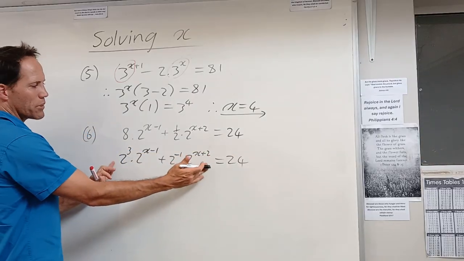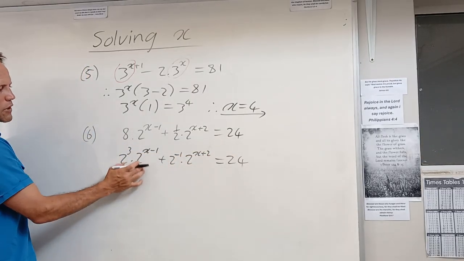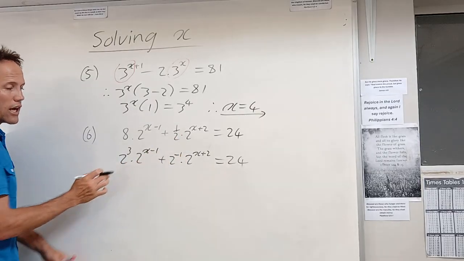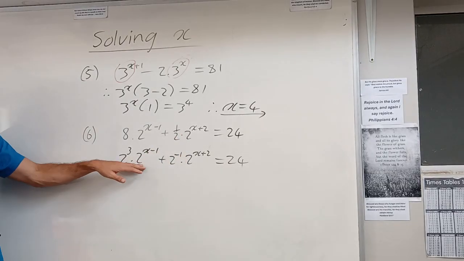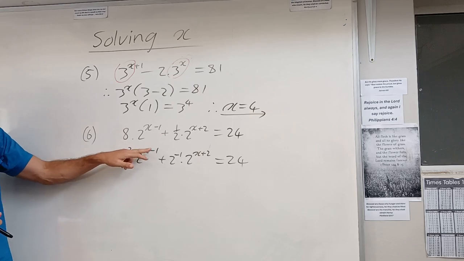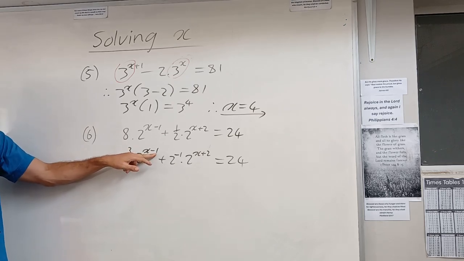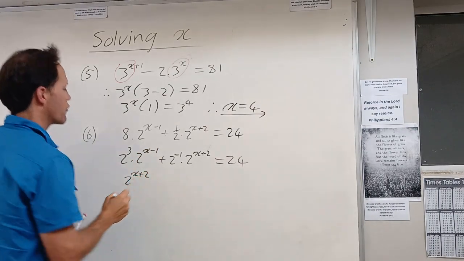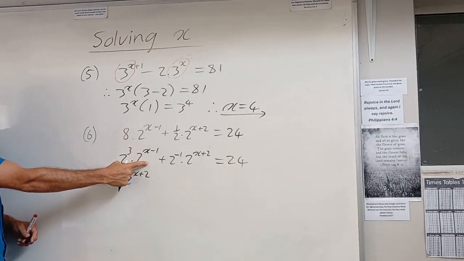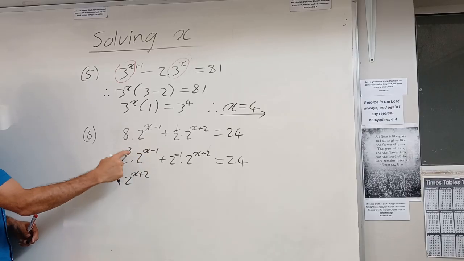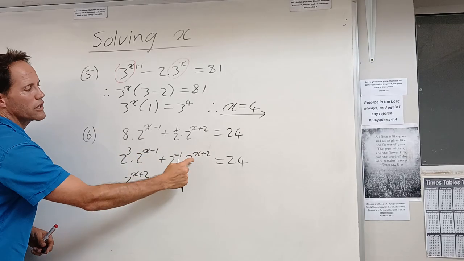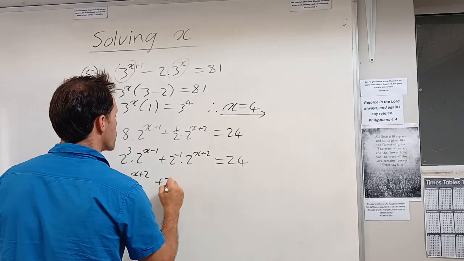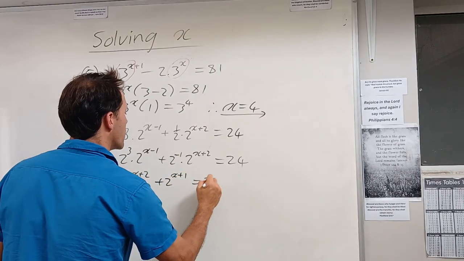Let's first see what's going to happen here. We simplified the 8 to 2 to the power 3, the half to 2 to the power negative 1. Now that we're multiplying, 2 times 2, we can add the exponents. So 3 minus 1 gives you 2. So we got 2 to the power x plus 2 for this one. It's x minus 1 plus 3, so it's x plus 2. This part is plus 2 minus 1, which is plus 1. So this part will become 2 to the power x plus 1.